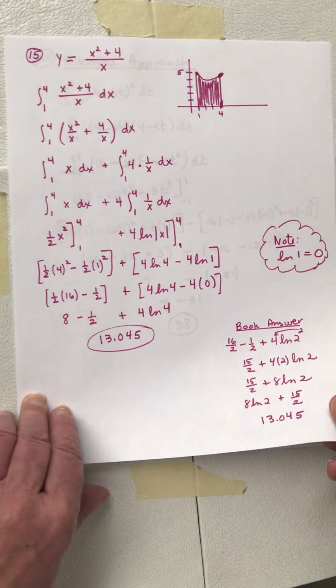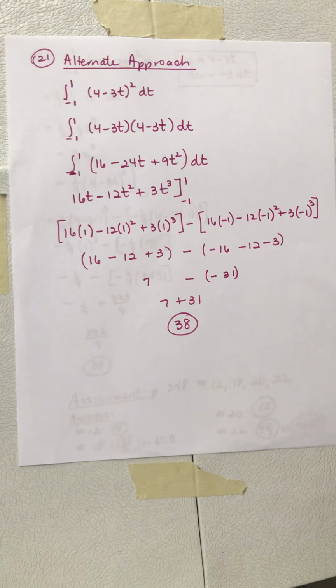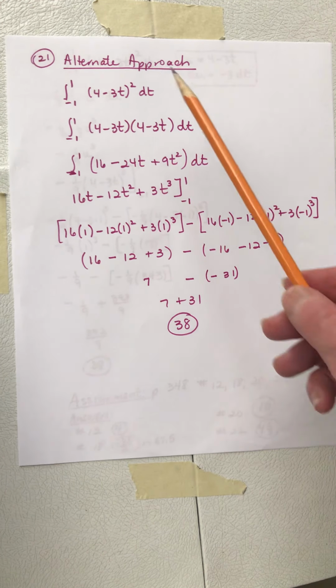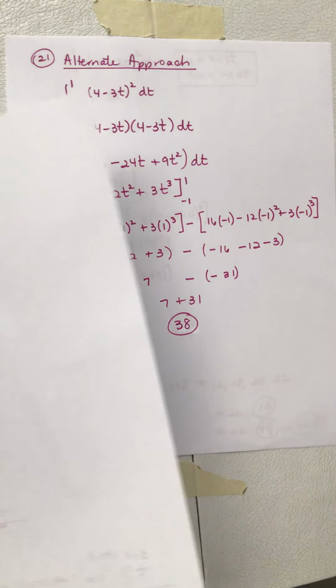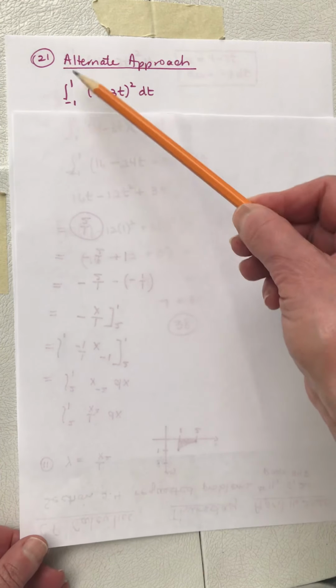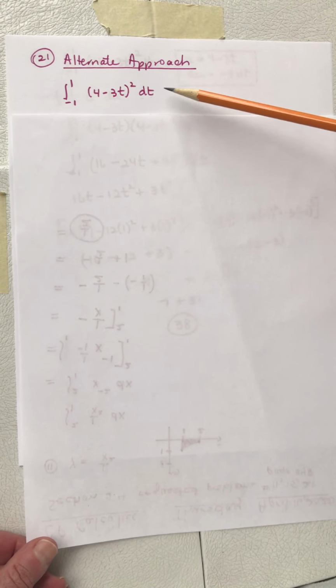at the end of the book. All right, the next one, I did it 2 different ways, and then I decided that the alternate approach was better. So I'm going to do the alternate approach first. So here was the function. The integral from -1 to 1 of (4 minus 3t) squared dt.